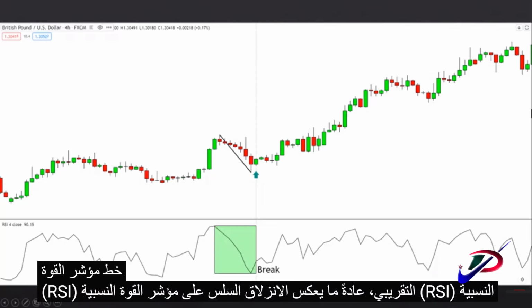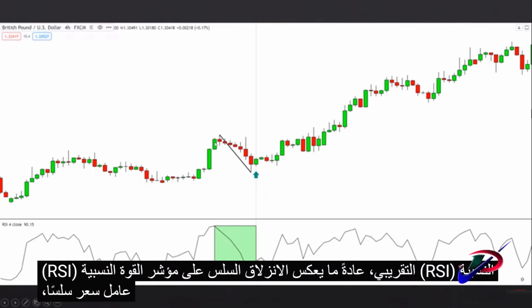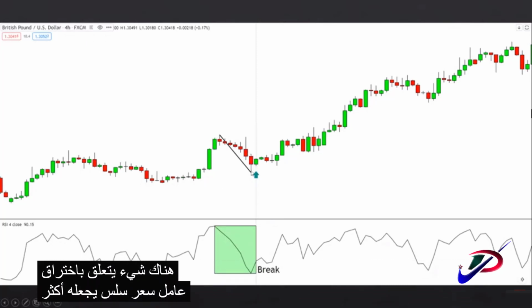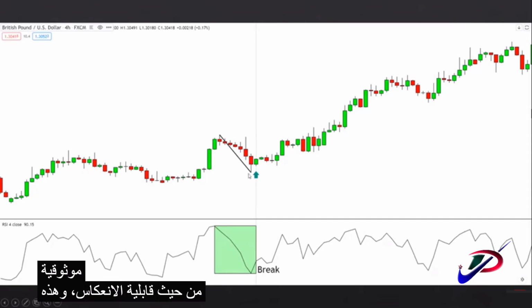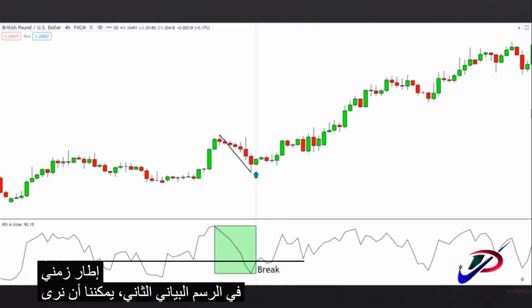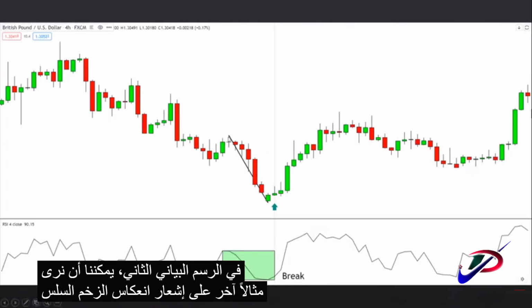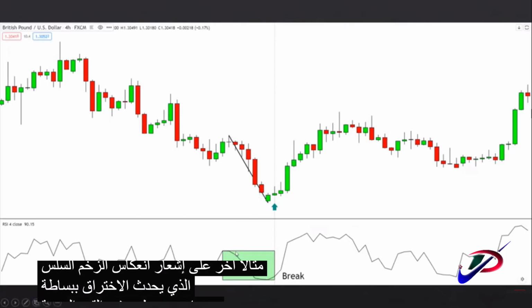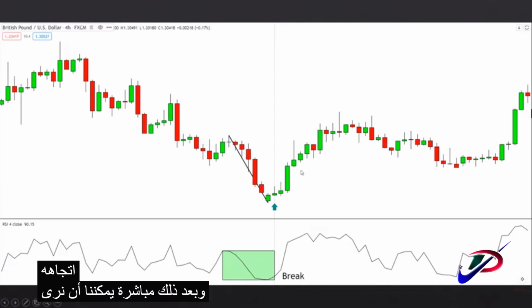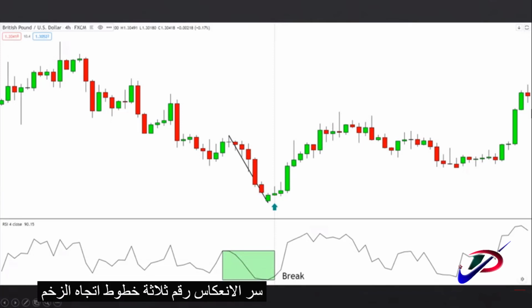A smooth line on the RSI will usually reflect a smooth price vector. There's something about the breakout of a smooth price vector that makes it more reliable in terms of reversibility. This is a subtle technique, but it can work well in any time frame. In the second chart, we can see another example of the smooth momentum reversal. Notice that the breakout simply occurs when the smooth RSI line changes direction, and immediately after that we can see a reversal.